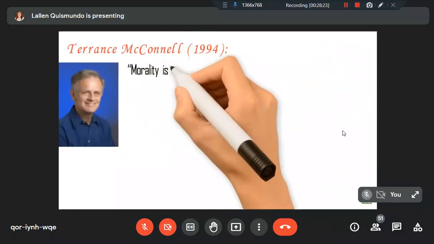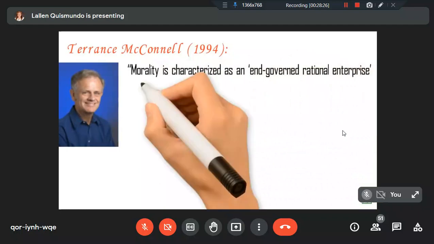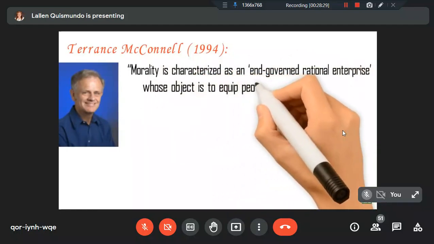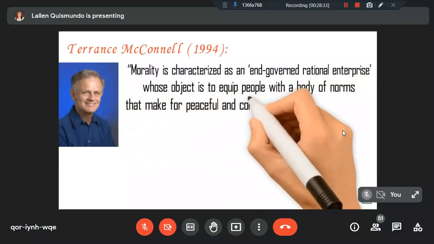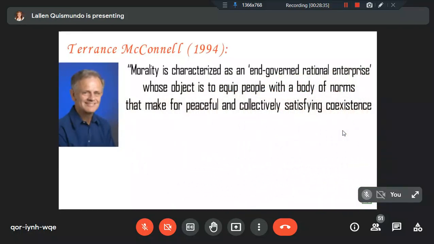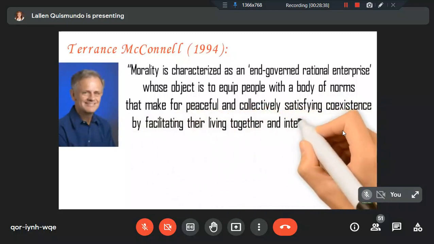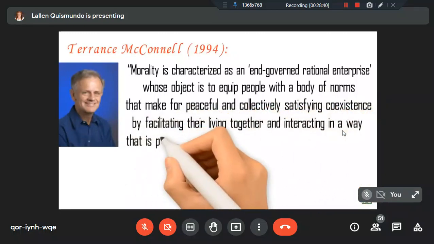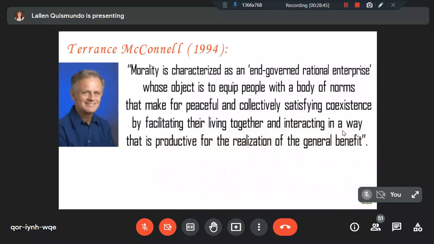According to Terence McConnell, morality is characterized as an end-governed rational enterprise whose object is to equip people with a body of norms that make for peaceful and collectively satisfying coexistence by facilitating their living together and interacting in a way that is productive for the realization of the general benefit.